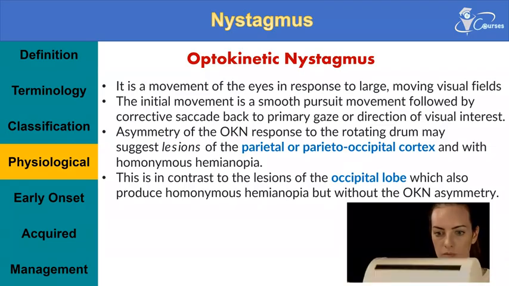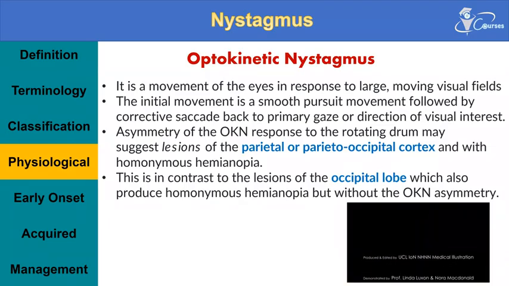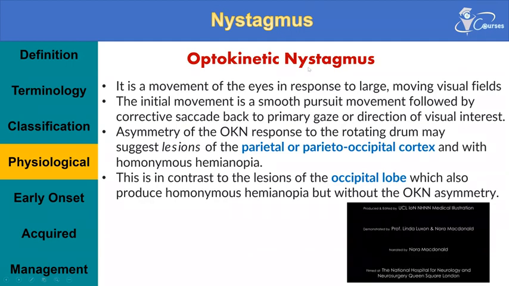And if the patient has asymmetrical optokinetic nystagmus, this means that the patient has a problem. This asymmetrical optokinetic nystagmus can be due to lesions of the parietal or parieto-occipital cortex, and in this case it will be associated with homonymous hemianopia. Unlike the patient with an occipital lobe lesion, there will be homonymous hemianopia, but without optokinetic nystagmus asymmetry.